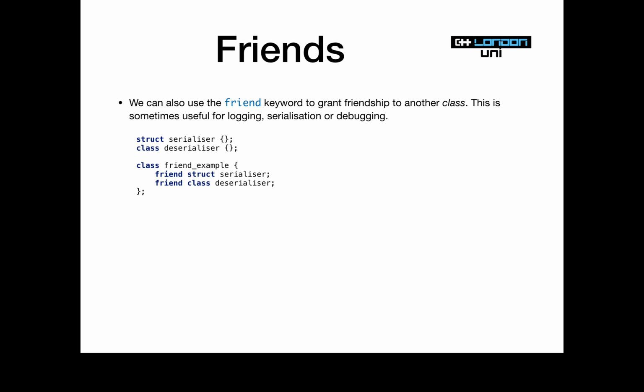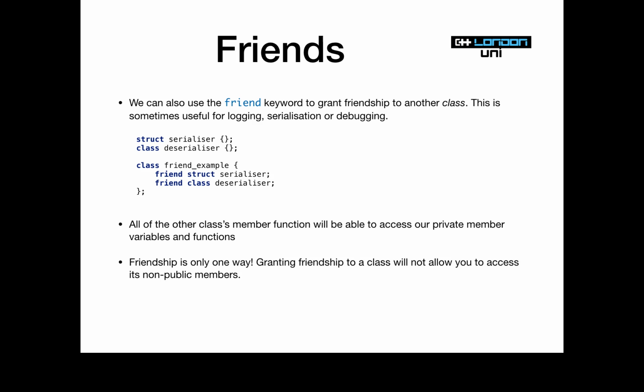So if you had a private in serializer, can it use friend example? No. You can, so just to first of all clear this, it means that all of serializer's member functions, if it had any, would be able to access all of the private things inside friend example. But friendship is only one way.